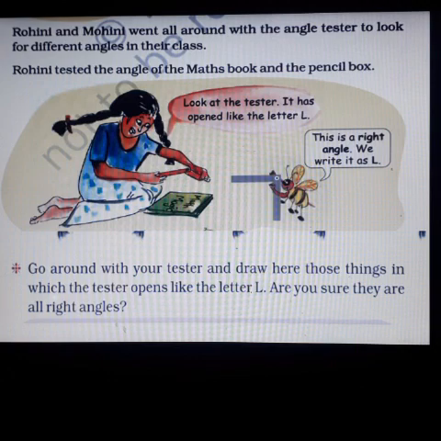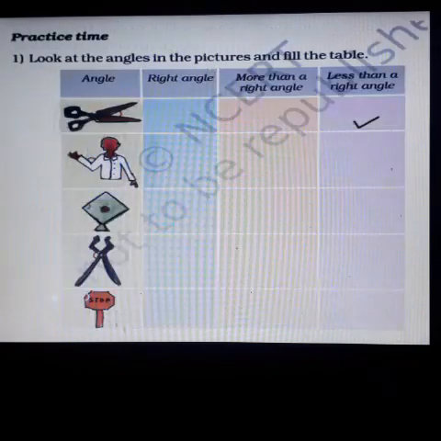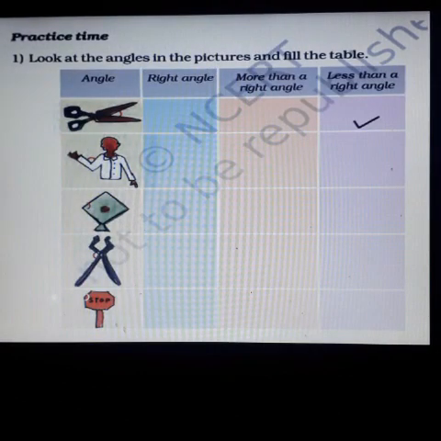Go around with your tester and draw here those things in which the tester opens like the letter L. You can find so many things in your classroom or in your home also, where you can find a right angle. By using it you can find a right angle.